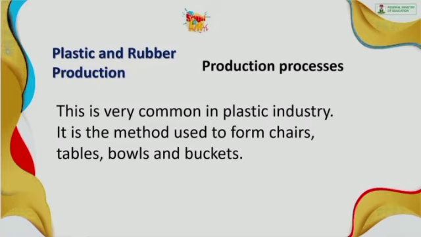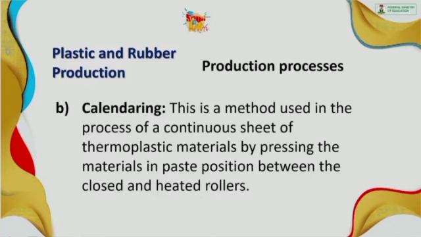The other process, which is B, is calendering. Calendering is a method of producing rubber and plastic. This is a method used in the process of making continuous sheets of thermoplastic materials by pressing the material in paste position between the closed and the heated rollers.